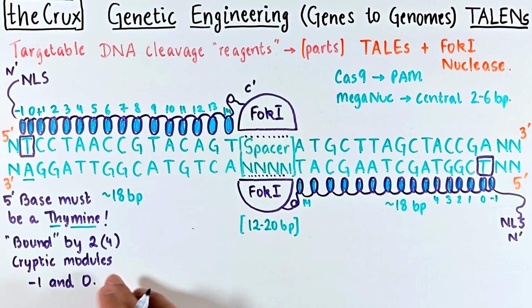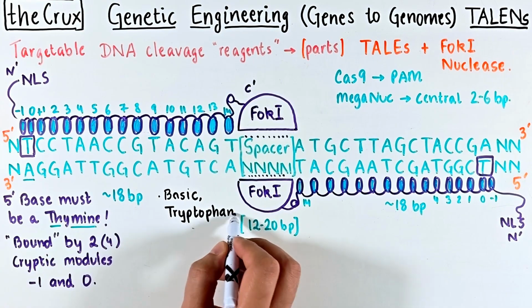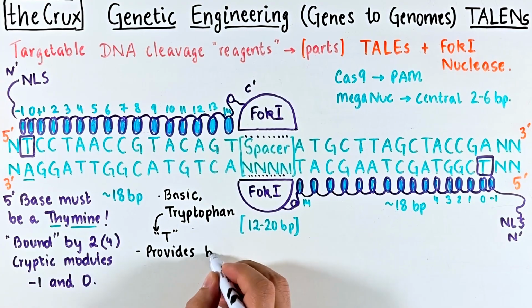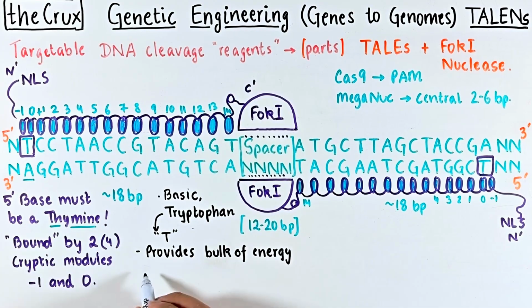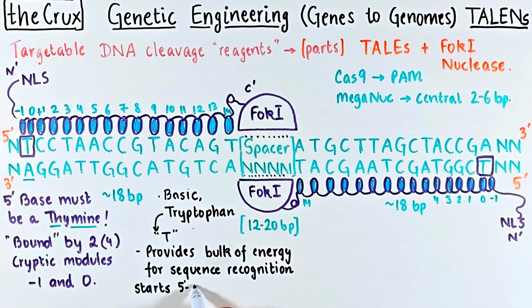These modules have some basic residues or tryptophan that makes the sampling very specific to thymine. The aim of the 5' thymine recognition is to ensure that the rest of the binding gathers momentum. Essentially, the binding starts at the 5' at the T and then moves along the 3' end. This is like the PAM of Cas9 where PAM starts the sequence alignment.